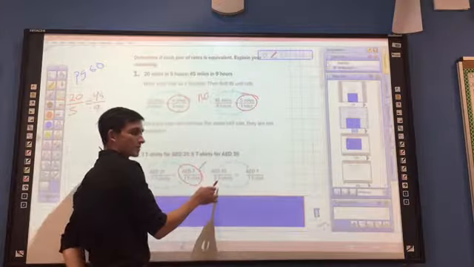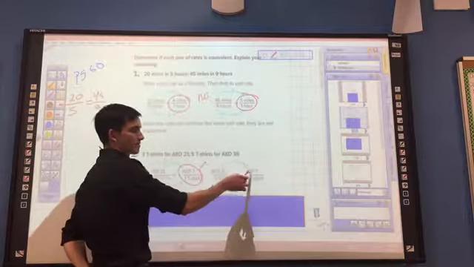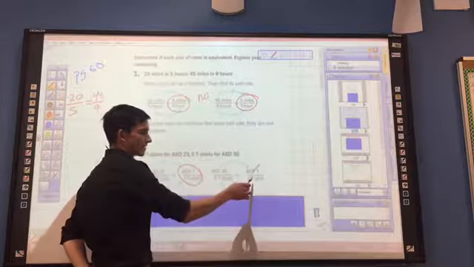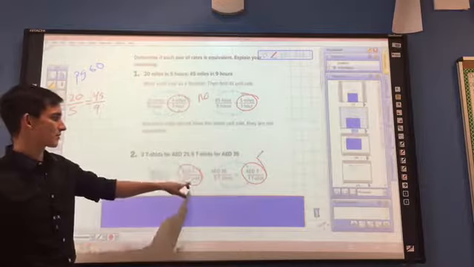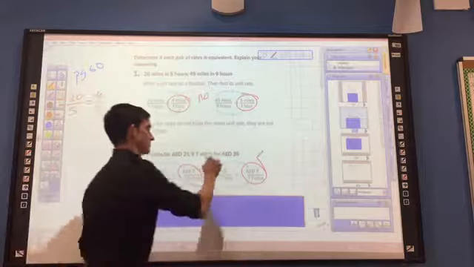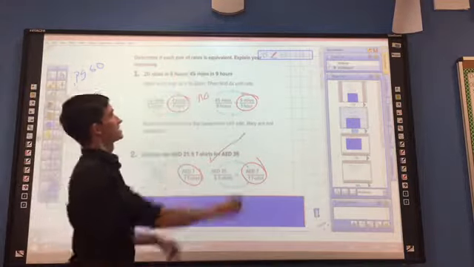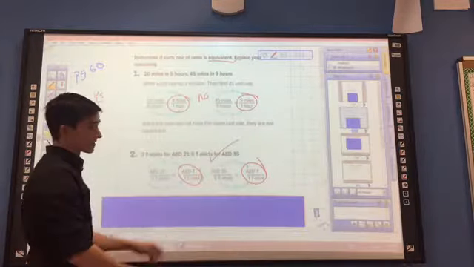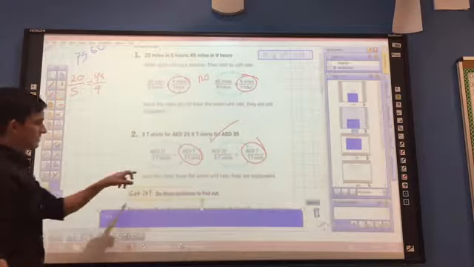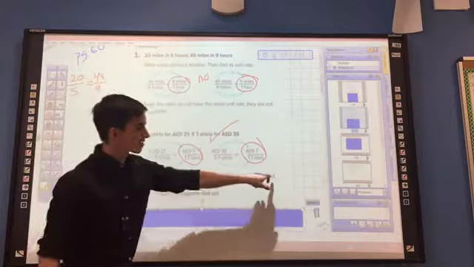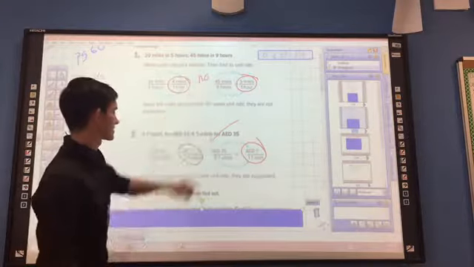There's a 5 in the denominator here, so I'm going to divide by 5 on both top and bottom. 35 divided by 5 is 7, and 5 divided by 5 is 1. There's the unit rate. So in both cases, I have 7 dirhams for 1 t-shirt. The question was, determine if each pair of rates is equivalent. These are equivalent because it's the same rate. Since the rates have the same unit rate, they are equivalent. The first pair was not equivalent because the rate's not the same.